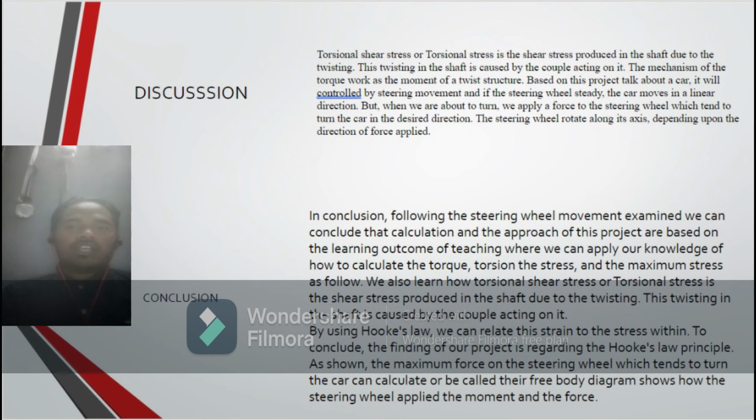Based on this project, which is about a car, it is controlled by steering movement, and if the steering wheel is steady, then the car will move in a linear direction. But when we are about to turn, we apply a force to the steering wheel which tends to turn the car in the desired direction. The steering wheel rotates along its axis depending upon the direction of the force applied.